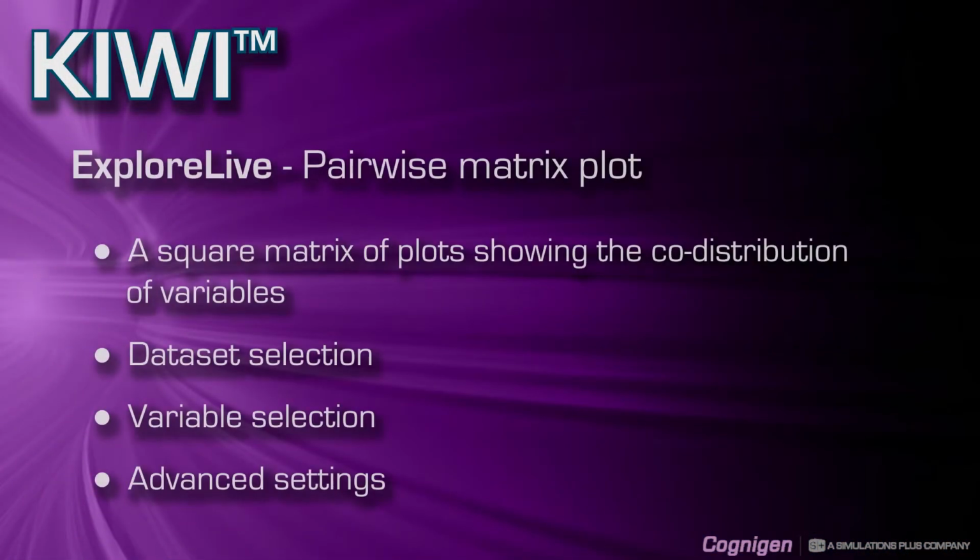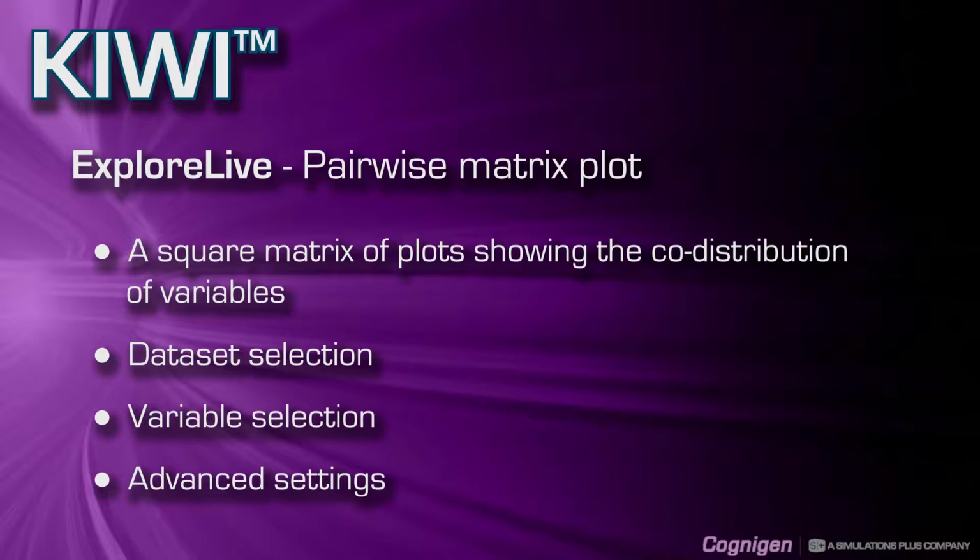In this video, I will demonstrate how you can create a pairwise matrix plot in the KIWI ExploreLive module. A pairwise matrix plot is actually a square-shaped matrix of plots intended to show the co-distribution of the variables included in your datasets. I will demonstrate the use of basic settings, such as the selection of the data source, and the selection of the variables that will enter the matrix of plots. I will also demonstrate the use of advanced settings controlling the design of the matrix of plots.